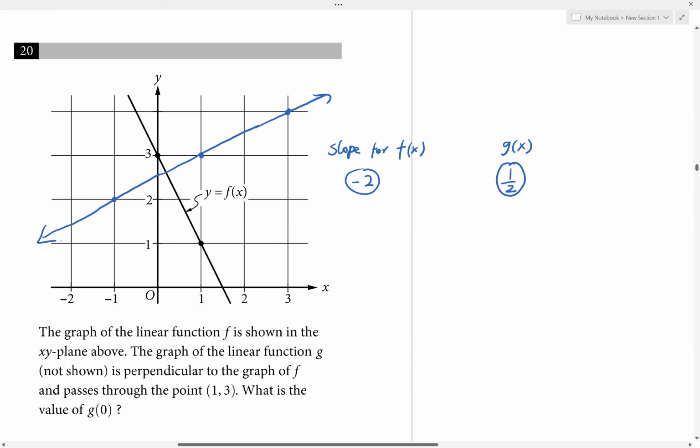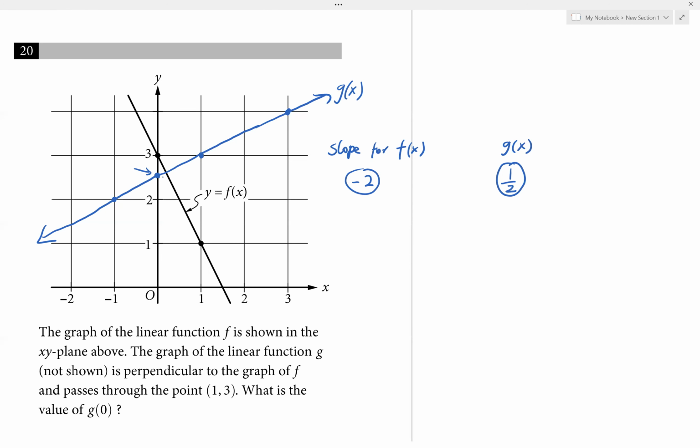Now we know this line is g(x), and we're trying to answer the question, what's g(0)? That means when x is 0, what's the y value of this line? It should be the y-intercept, because that's where x is 0. It seems like we're looking at this point, which is halfway between 2 and 3. So it should be 2.5.